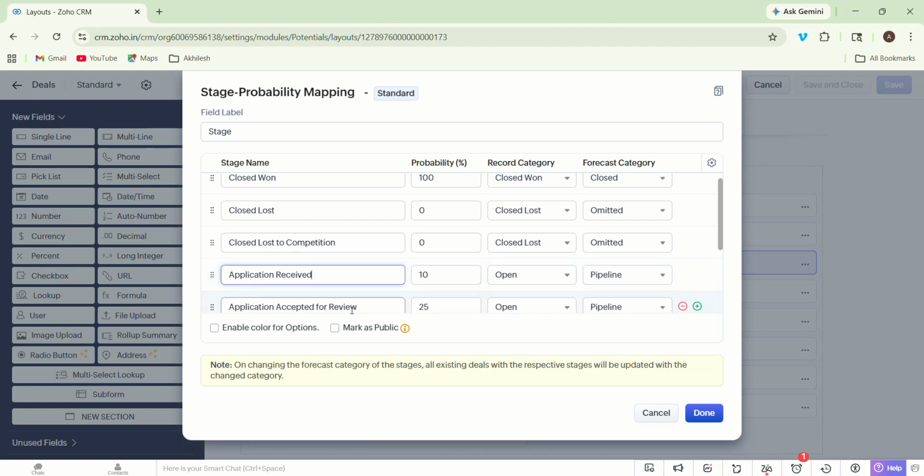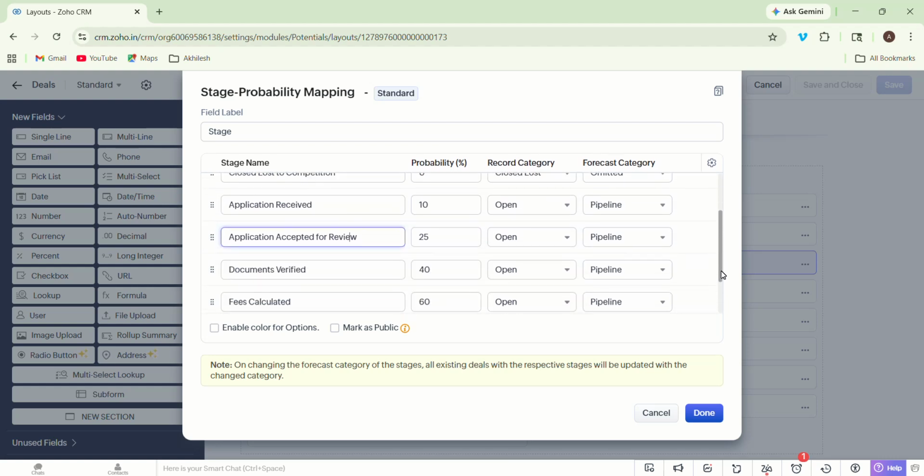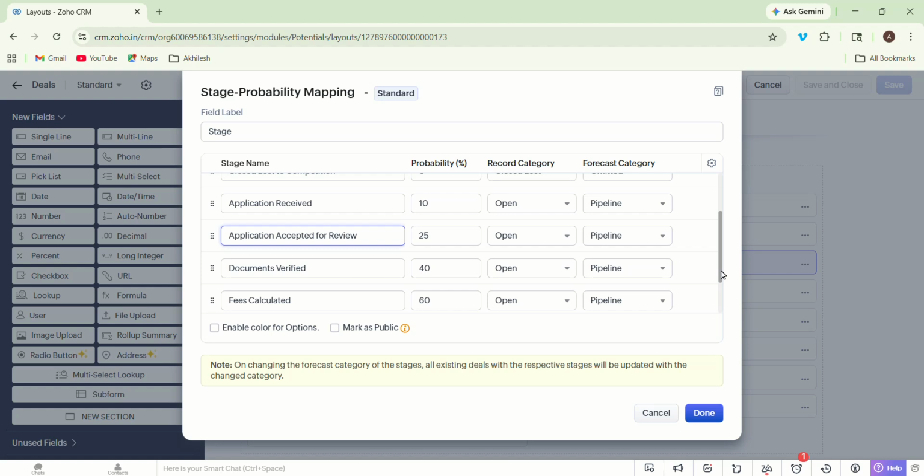Stage 2, application accepted for review. Okay, so what does this mean? The application has been reviewed and accepted for the next process. The team has made a conscious decision that this applicant is worth pursuing. Probability goes to 25% because you have done the first filter. Unqualified applications are already out. This stage also creates accountability. Someone has to own the review. The CRM shows you if the applications are sitting in stage 1 for too long without moving, that process is a bottleneck which you can see and you have to fix.